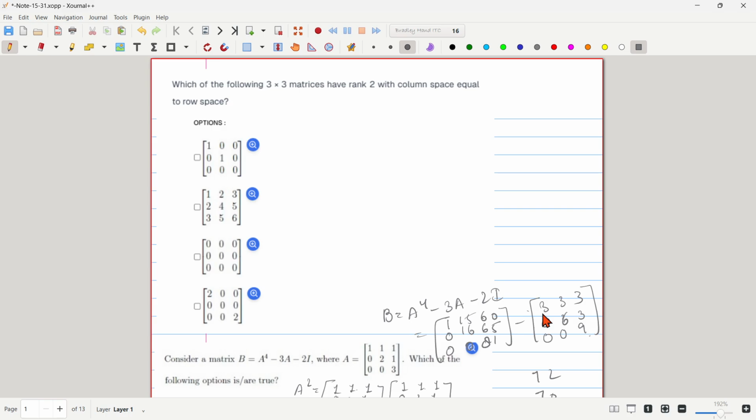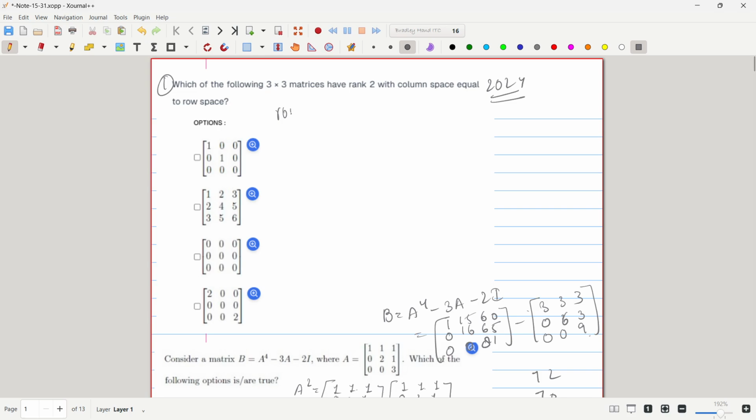Today we are going to solve some PYQs of MLF 2024. The first question is: which of the following 3 matrices have rank 2 with column space equal to row space?